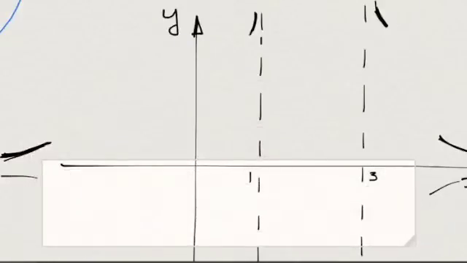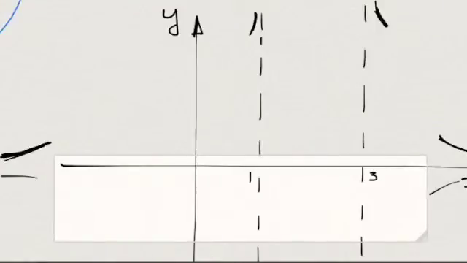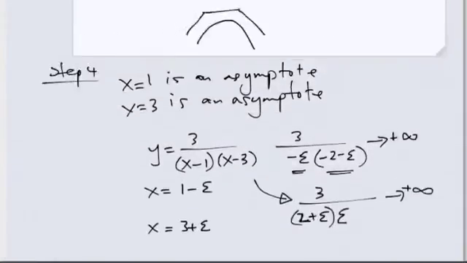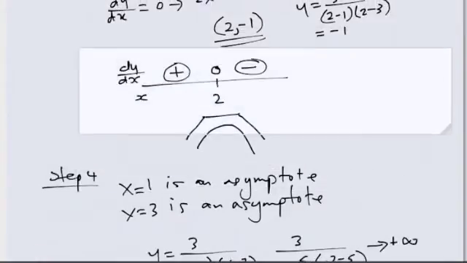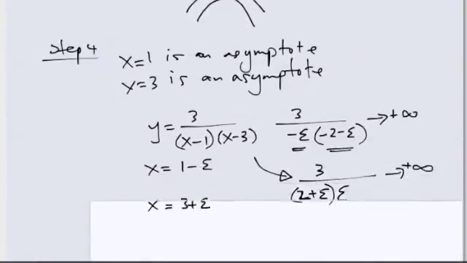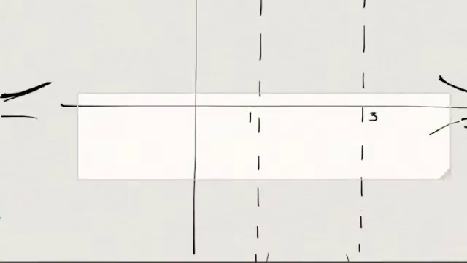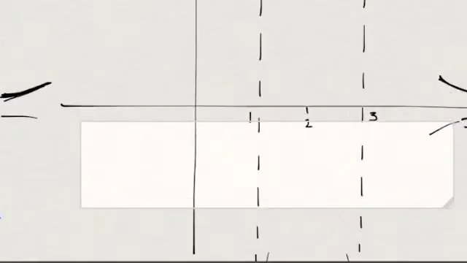Now we know there is a stationary point at x equal to 2, and the value of y at that point was -1. So at 2, -1, we have a stationary point, and that's a maximum. So here is 2, and at -1 there's a maximum. So the curve's got to be doing something like this.